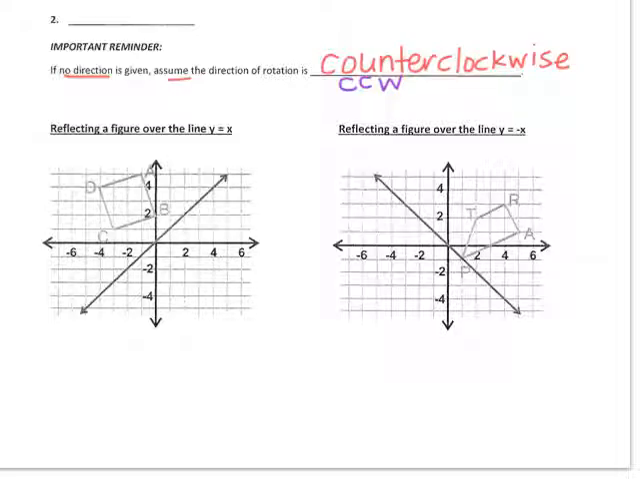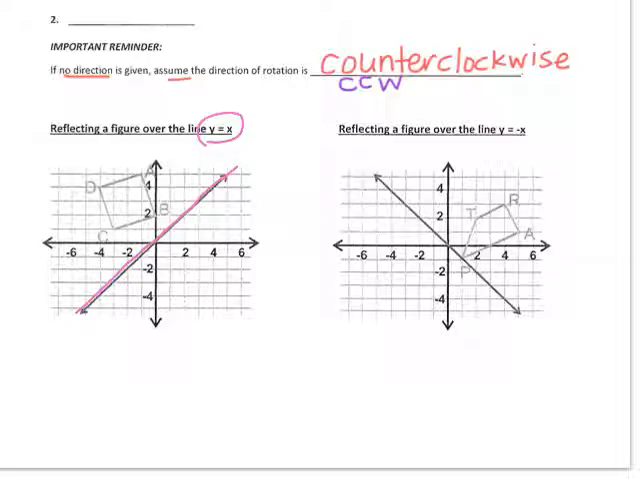Alright, well, let's go ahead and get started with some practice problems here, some example problems. We are going to reflect this figure, ABCD, over the line y equals x. So here's our line of reflection right here. Okay, this is the line called y equals x. It's got positive slope, it goes straight through the origin, and that's the name of that line.